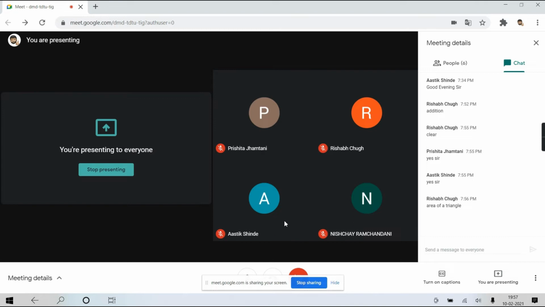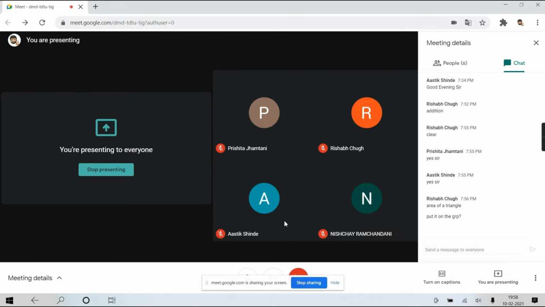Okay. Others also, Prishita, Rishabh, Astik. Okay, yes, you can put it on the group. Once you draw, send the photo on the group. I'll check it. Astik, Nisha, you all try. Okay, Rishabh has quickly drawn it.